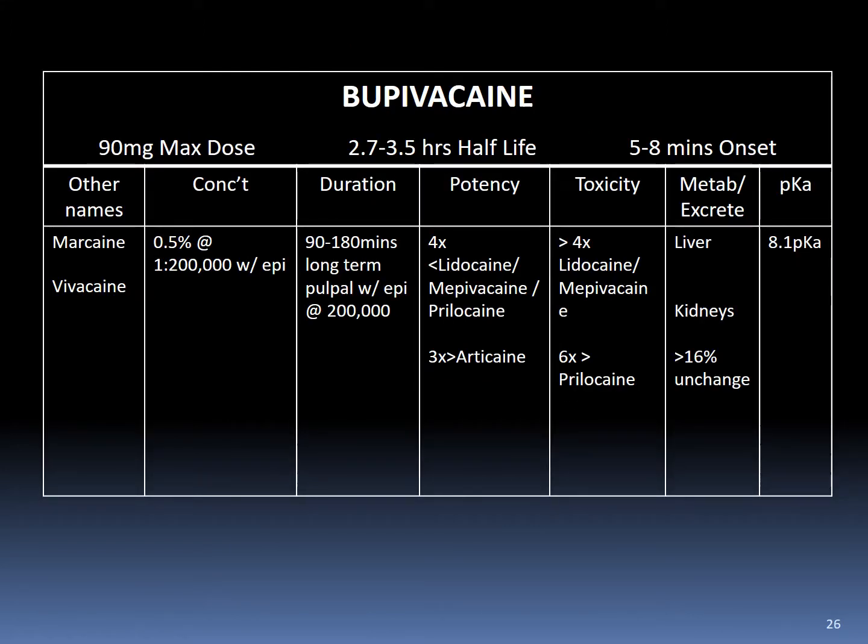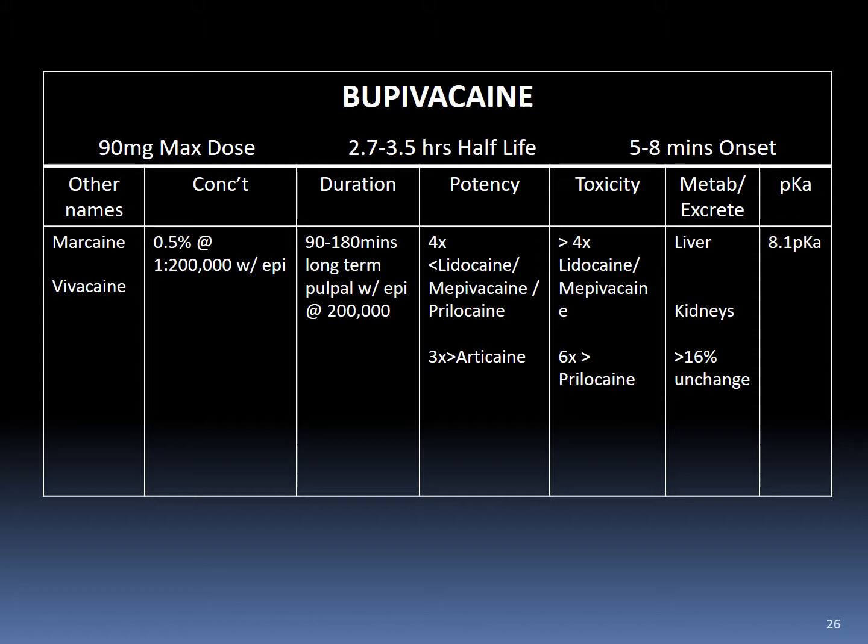Bupivacaine comes in a very small maximum dose at only 90 milligrams, which is quite a bit lower than most of the other drugs. It is in only one concentration, which is a 0.5% at a 1 to 200,000 epinephrine ratio. It is our only long-term drug that's used in dentistry, at 90 to 100 minutes of pulpal anesthesia time. Its potency is 4 times that of lidocaine and prilocaine. And its toxicity, though, is 4 times less than lidocaine.